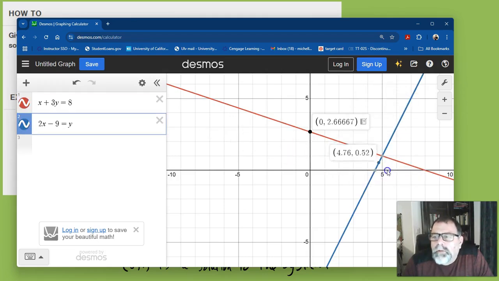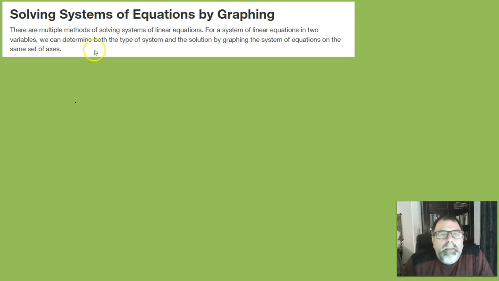Every point on the blue line is a solution to equation 2, and they share one point in common, and that's the solution to the system. Okay? And that brings us to our first technique of solving systems of equations by graphing. So there are multiple methods of solving systems of linear equations. We're just going to go over a few of them in our course, but the book has a few extra that we won't be going over in my course. Anyway, so one of the methods is by graphing.